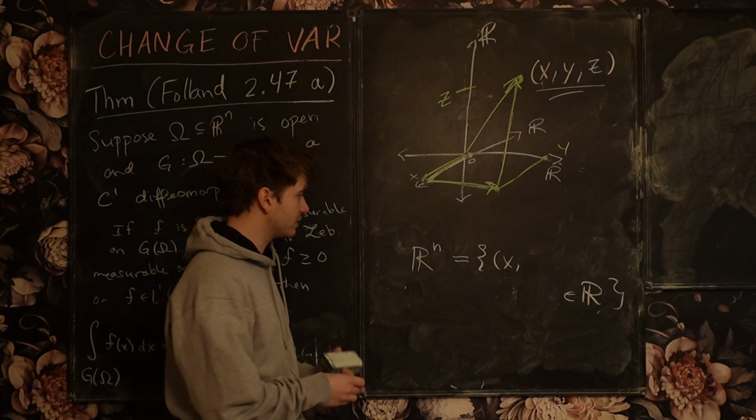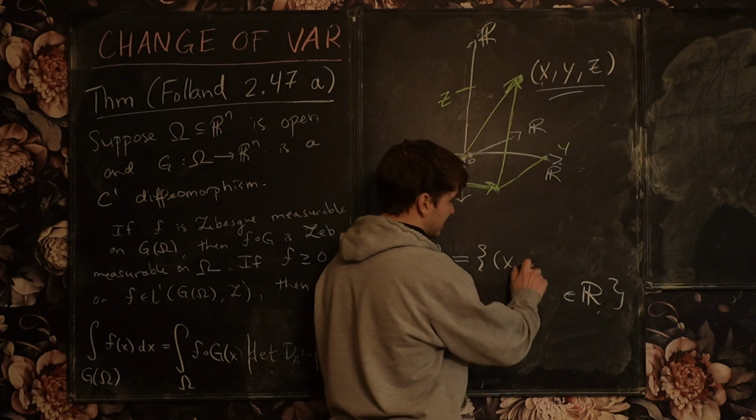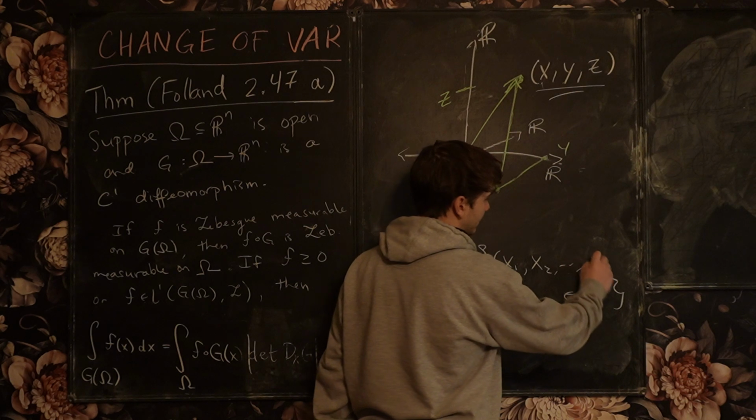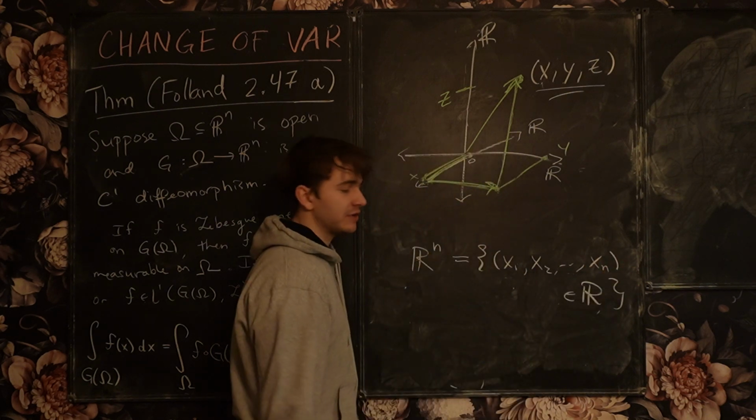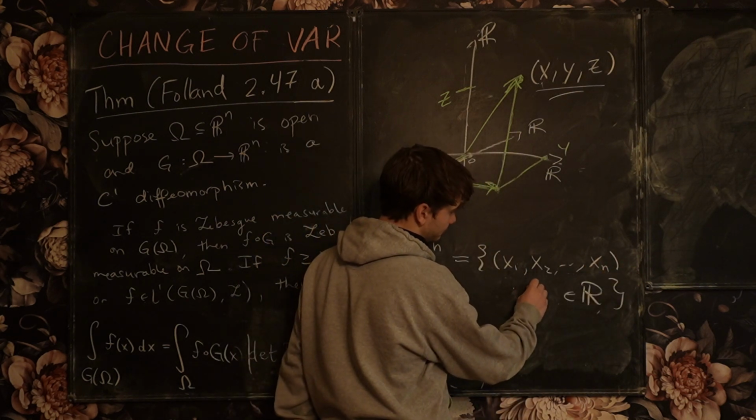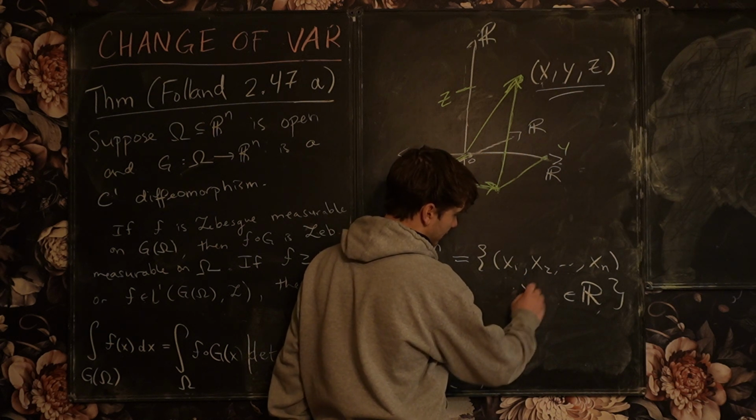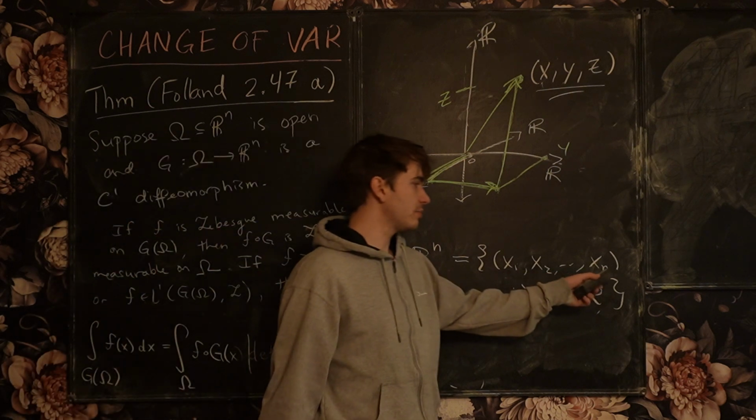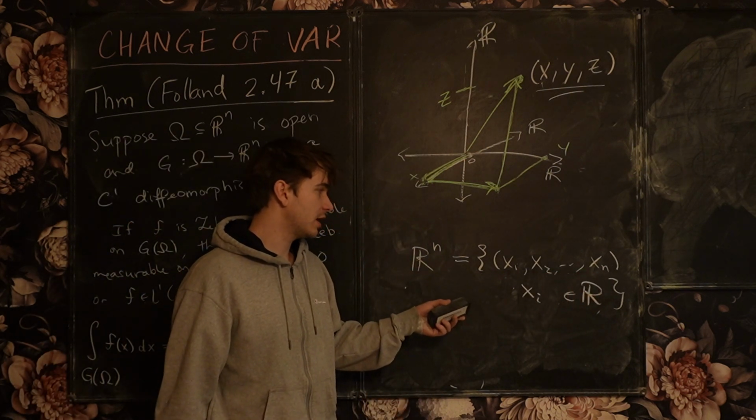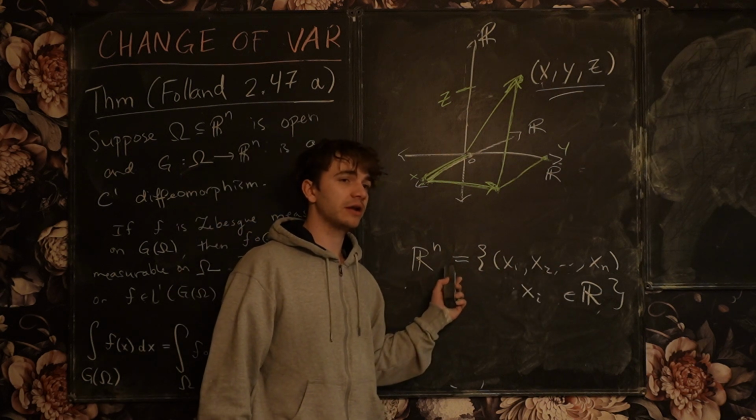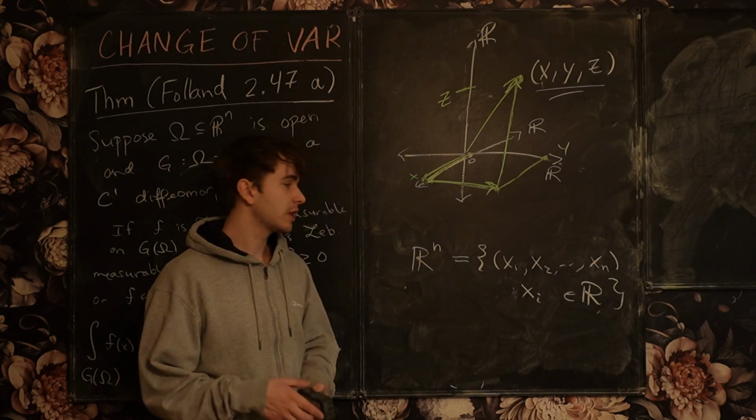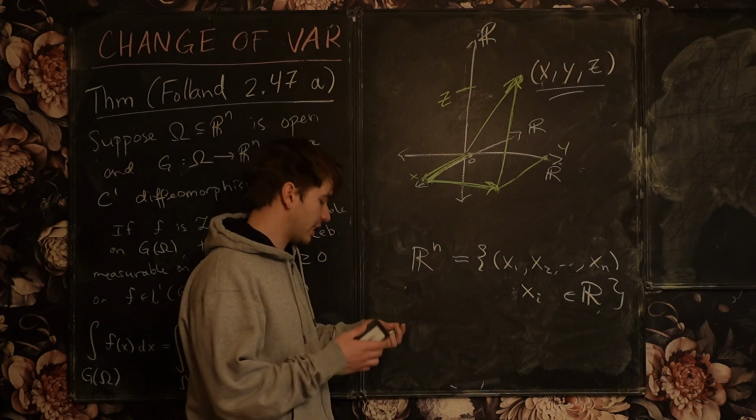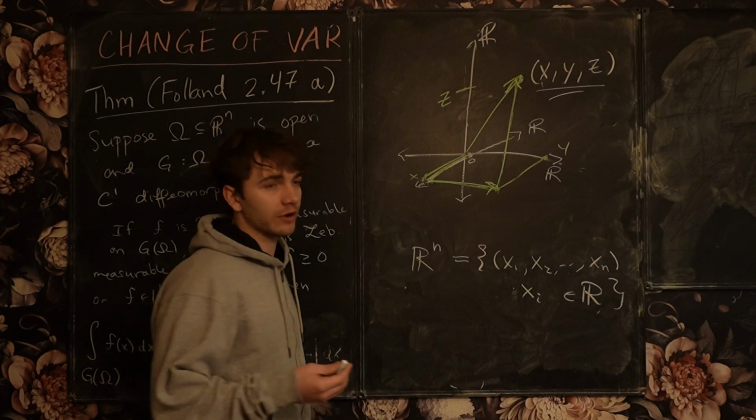And the idea is, I'm going to need to specify n real numbers. So x1, x2, all the way down to xn, where the xi's are in R. If I specify all n of these numbers, then I know exactly where I am in Rn. So now, let's look at one more example of Rn. Let's look at R4.